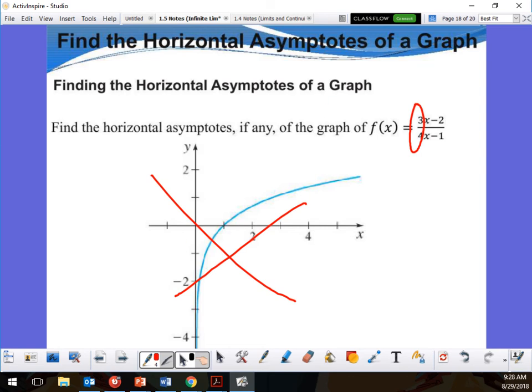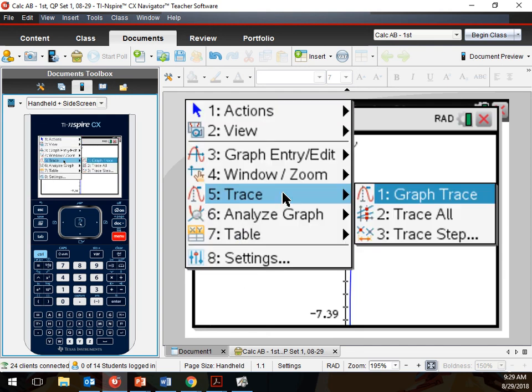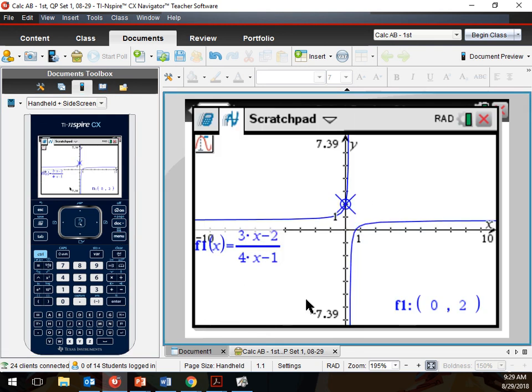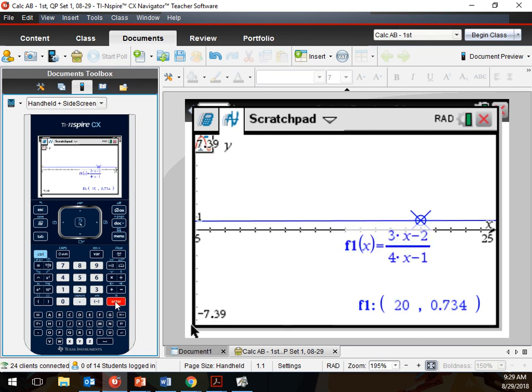Watch. Let's take a look. So for these, you have to put in numbers way over here. So as I keep going, let's go trace, graph, and let's start with 5. Okay, it's going up. Let's go 20. Okay, looks like it's approaching that, right?